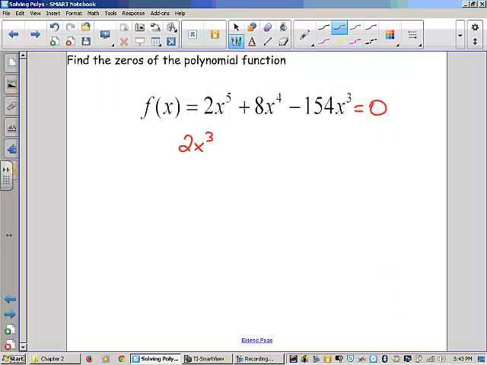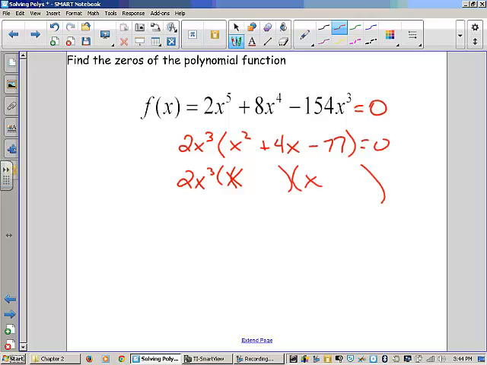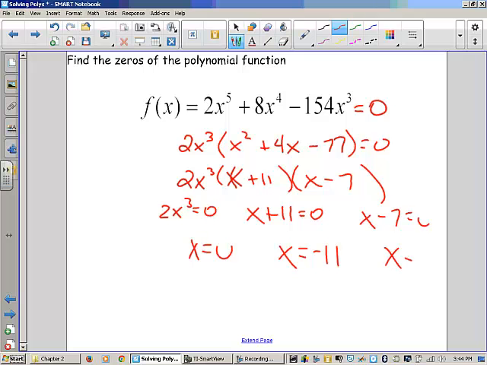In this case, they have a 2x cubed in common. So if I factor out a 2x cubed, that's going to leave me with 4x squared plus 4x minus 77 equals 0. So then I'm going to continue factoring. I'm going to factor this. It's going to be x times x, and then 77 is going to be plus 11 minus 7. So we get three answers: 2x cubed equals 0, x plus 11 equals 0, and x minus 7 equals 0. So our answers are x equals 0, x equals negative 11, and x equals 7. So these are the zeros of this polynomial.